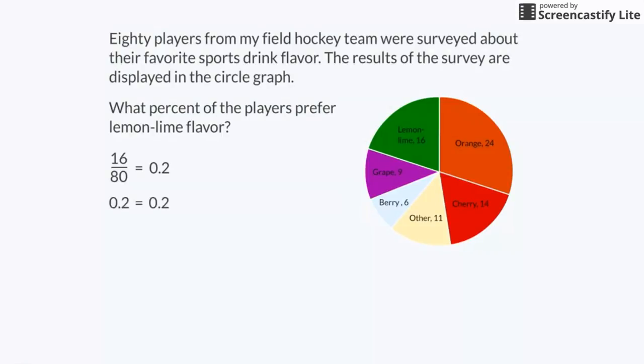To convert a decimal to a percent, I move the decimal 2 places to the right and add a percent symbol. In this case, I have to add another 0 as a placeholder when converting 0.2 to a percent. So I have 20%. 20% of the players prefer lemon lime sports drink.